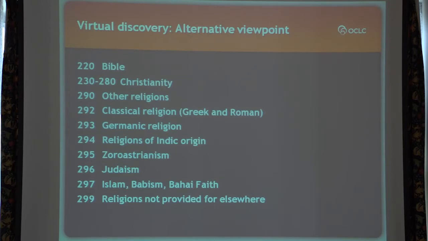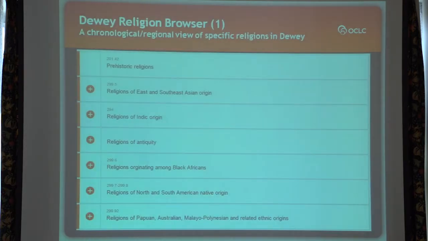A lot of real estate in the linear notation goes to Christianity, 230 to 280 right there. And so what could we do if we upended the view of religion? And so this is a chronological regional view of religion. It's going to appear in print in that thing that's coming out next week. It doesn't look like this in print, but we're going to put it up with an API into worldcat.org, and we're also going to give instructions about how people can implement it in their local libraries as a browsing tool.